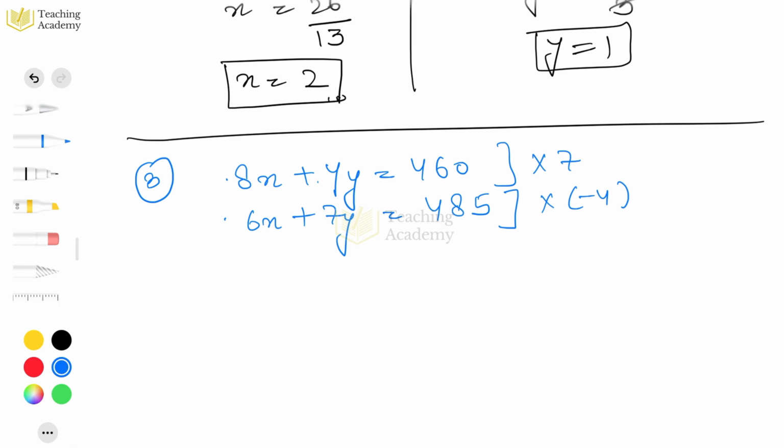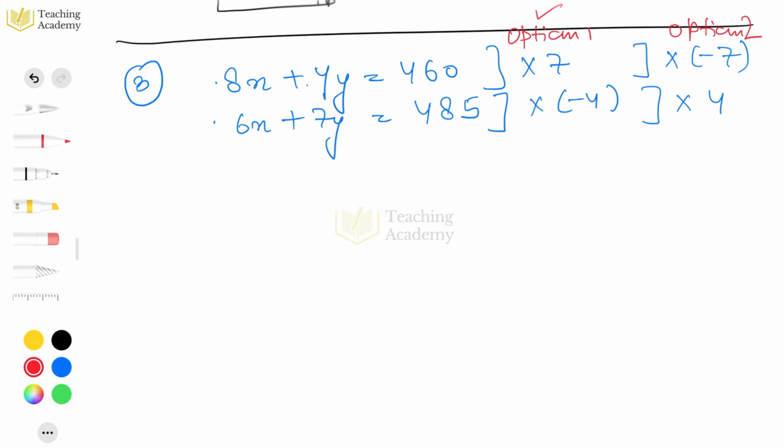Why am I taking negative? Because I have to make the opposite sign here. Either you multiply the first one with a negative 7 and the second one with a 4. Both options are valid. So this is your option 1 and this is your option 2. Here I'm going to follow my option 1, which I wrote earlier. So I'm multiplying these things.